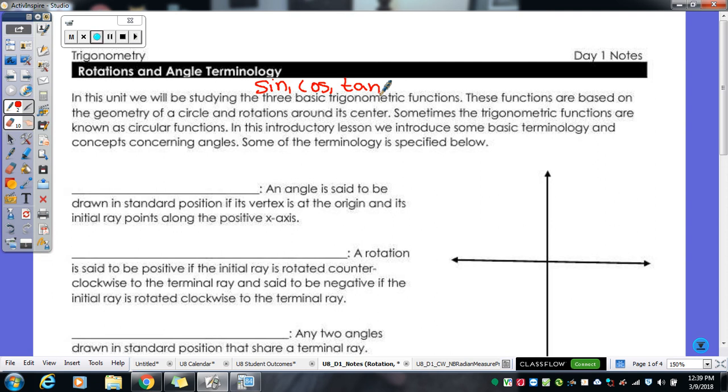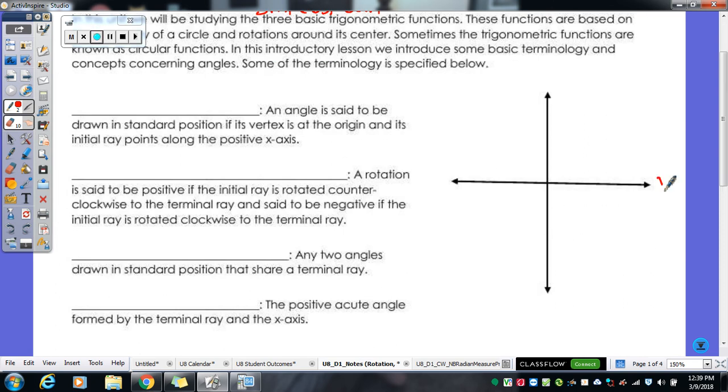So in this introductory lesson, we're going to introduce some basic terminology and concepts concerning angles. Some of the terminology is specified below. So we're going to go through some vocab words, and then we're going to do some problems using those vocab words. So first thing I want to go over is our coordinate plane over here. So remember, this is your x, this is your y-axis.